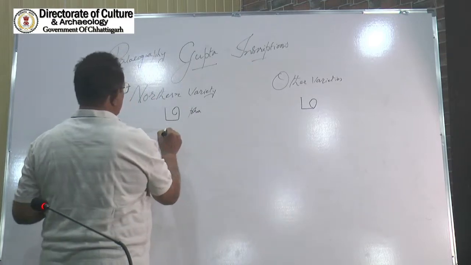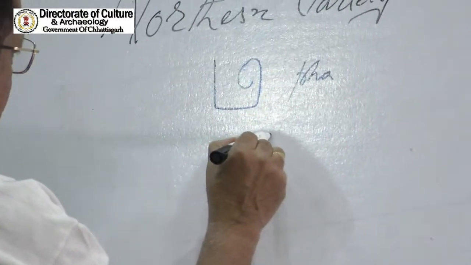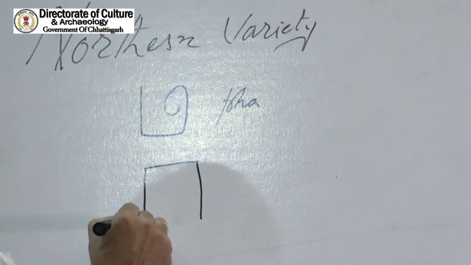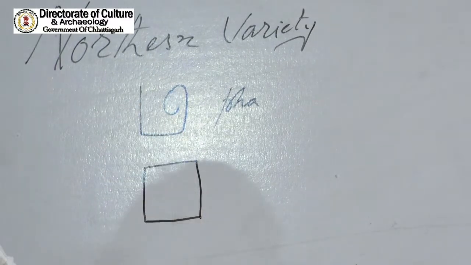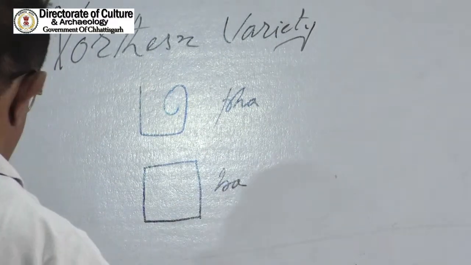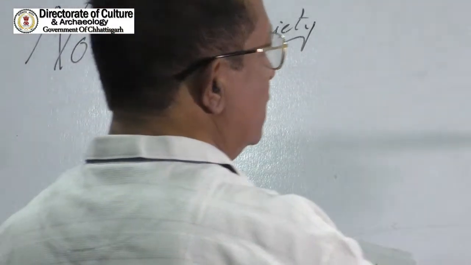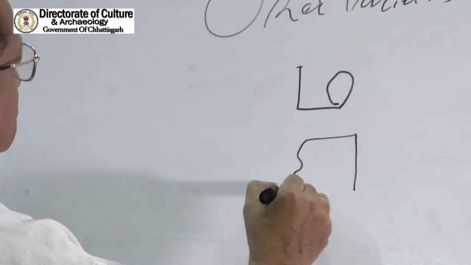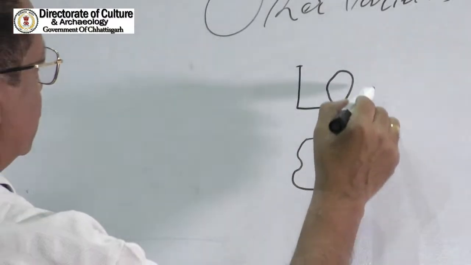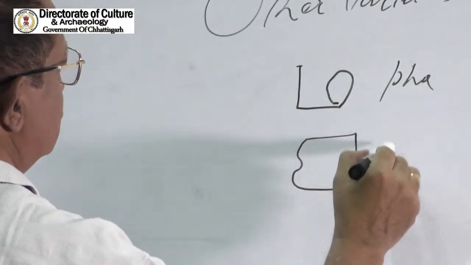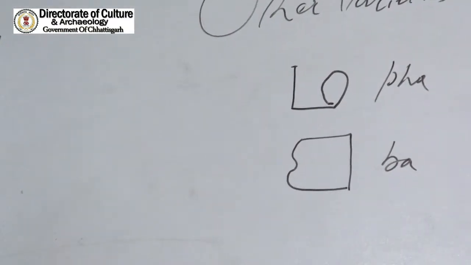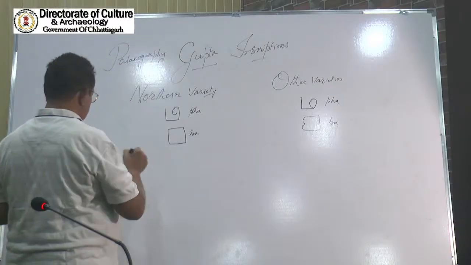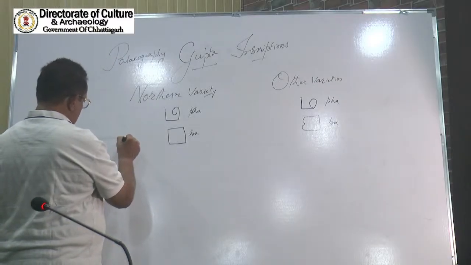And the ba, as far as considered, no change in the northern variety. They faithfully continued whatever the Kushan had, right? Only in the central Indian variety, where you find the strokes, the dent on the left side.